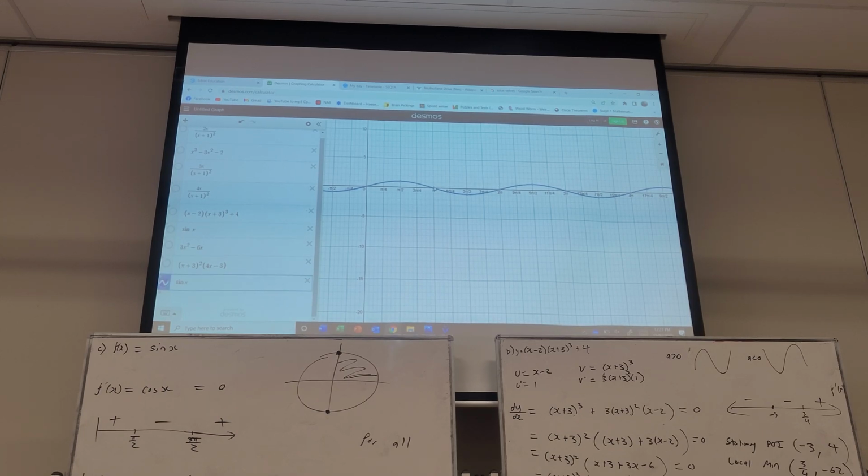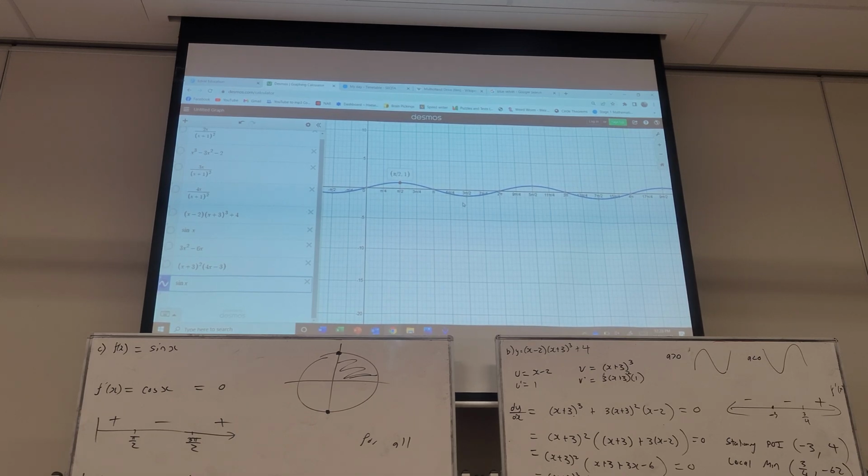So you can see quite clearly, it crosses at pi. We've got the local max at pi on 2, the local min at 3 pi on 2. You can see them from the grid lines in your calculator. So that's how we can use our calculator with those trig lines. Excellent. Let's get into 3C, see how we go with it.